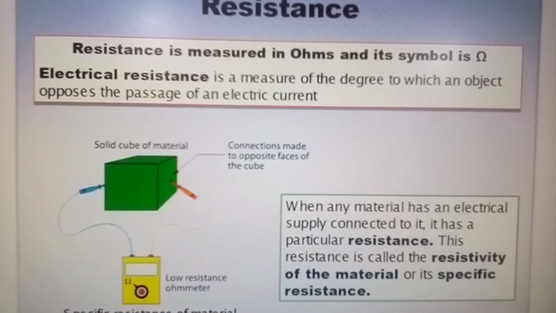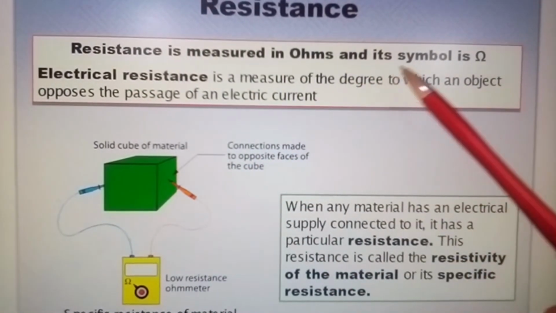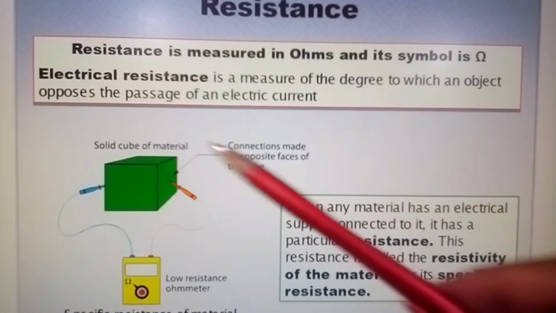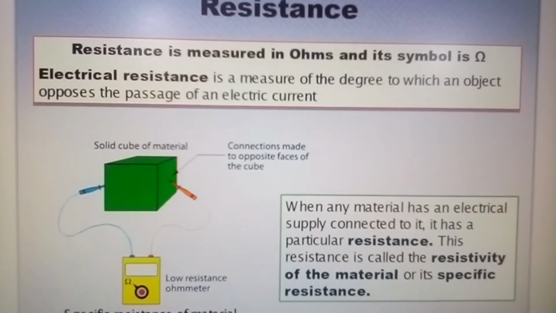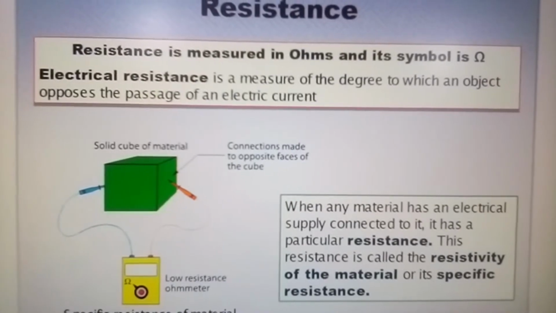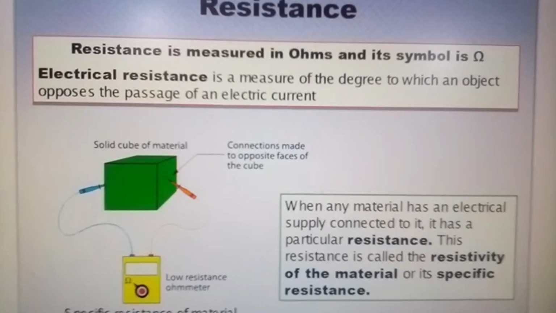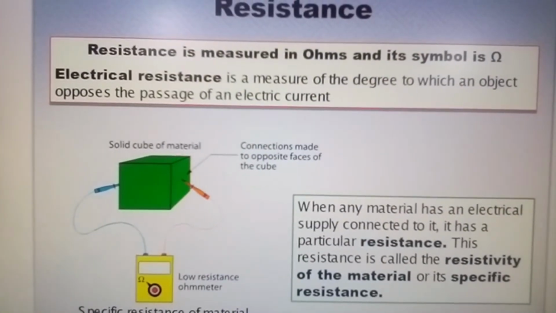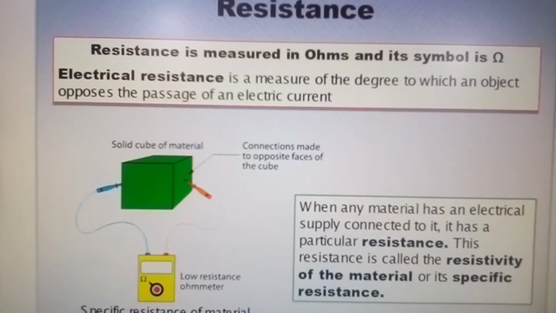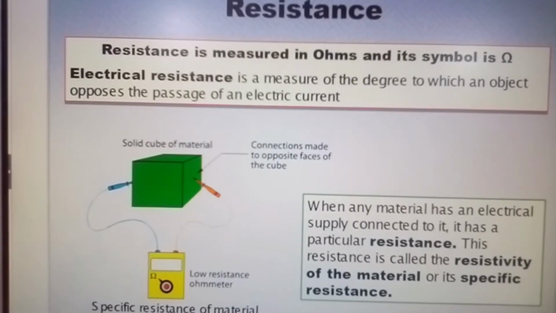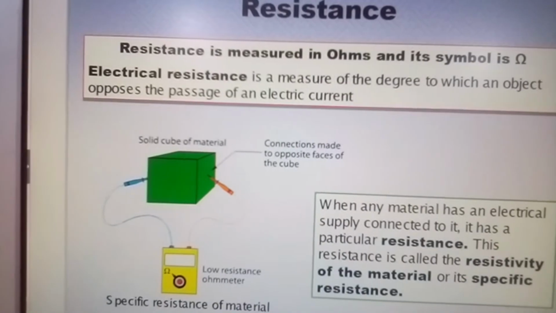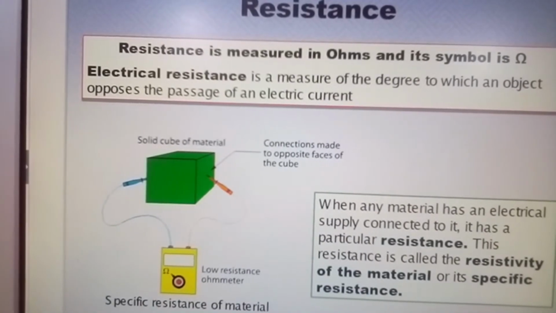Right, now resistance is measured in ohms and its symbol is omega. Electrical resistance is a measure of the degree to which an object opposes the passage of an electric current. When any material has an electrical supply connected to it, it has a particular resistance. This resistance is called the resistivity of the material or its specific resistance.